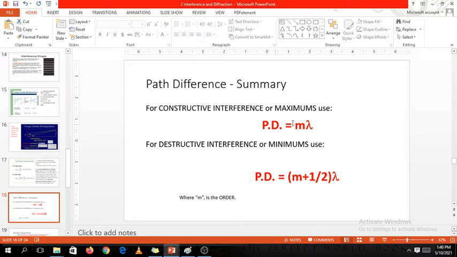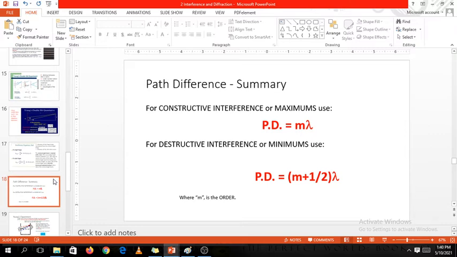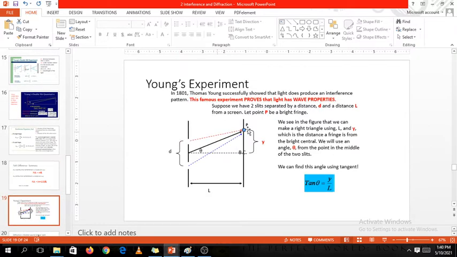So, path difference, PD equals to M lambda. For destructive, PD equals to M plus 1/2 lambda. So, pwede man na siya. Okay? So, okay naman na siya. Kabila naman ito ni. To get the angle, of course, use tangent theta. So, to get this angle, tangent theta equals y over L. Diba tangent is opposite over adjacent? So, opposite is y, adjacent is L.